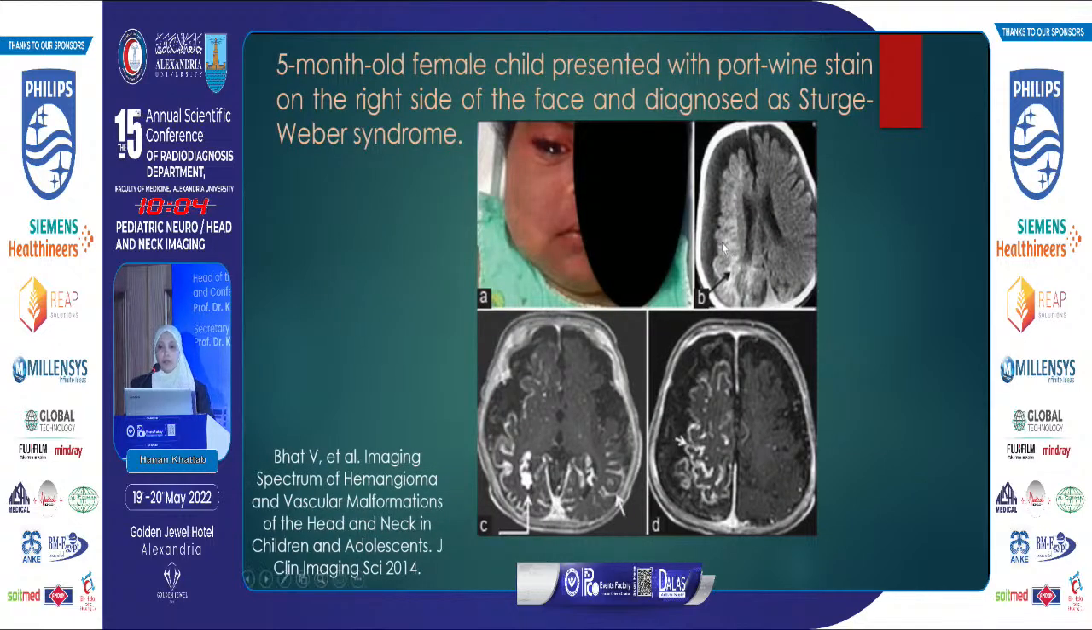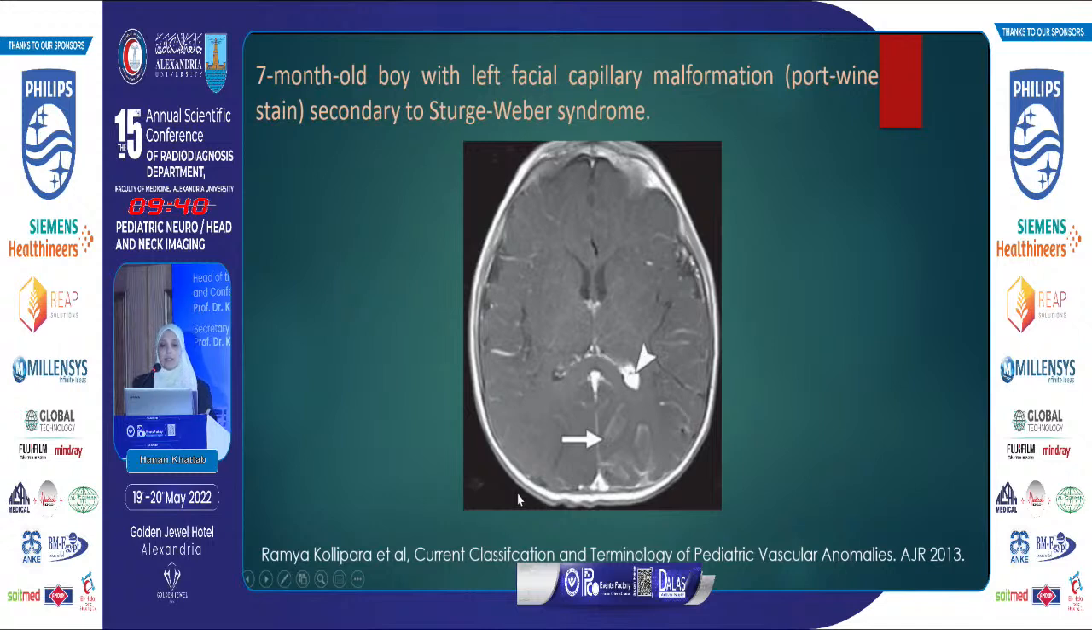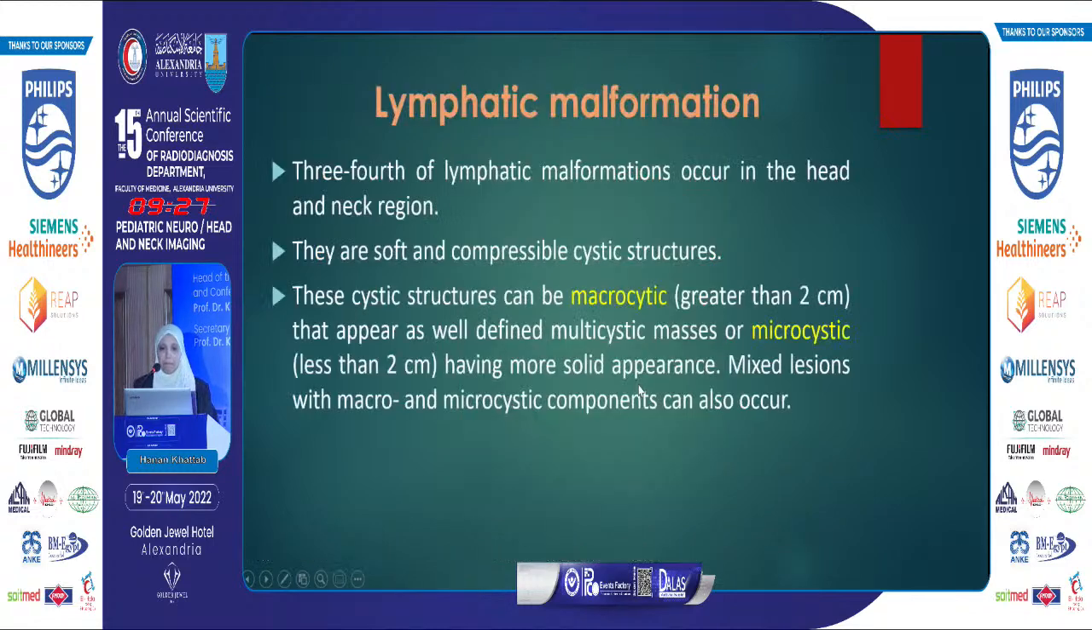This is an example of Sturge-Weber syndrome in a 5-month-old female child presented with port wine stain on the right side of the face. CT assessment shows right-sided cerebral hemiatrophy with gyral and subcortical calcifications. MRI assessment shows leptomeningeal enhancement and enlarged enhancing choroid plexus. This is another example of Sturge-Weber syndrome in a 7-month-old boy with left facial capillary malformation, and MRI assessment also shows the leptomeningeal enhancement and the enlarged enhancing choroid plexus.